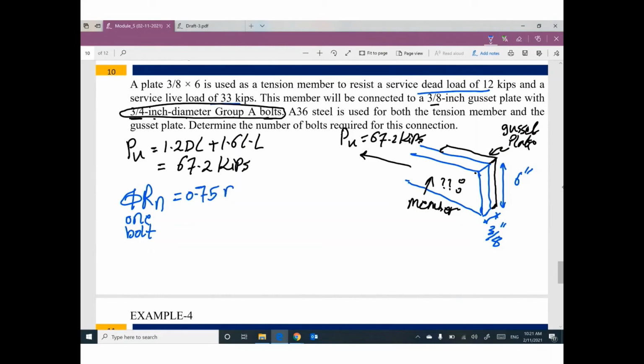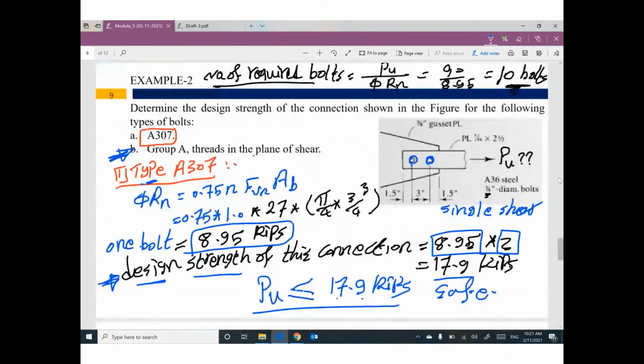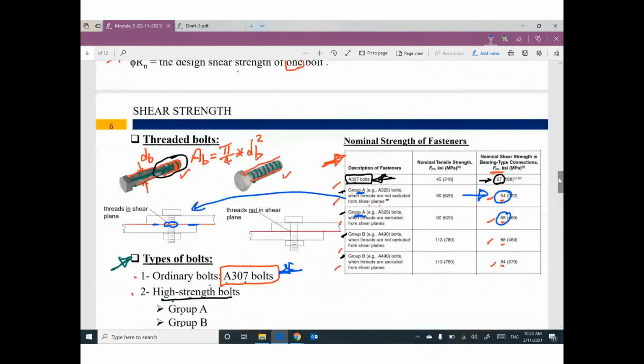0.75 times Fnv times the area of the bolt. 0.75. How many planes of shear? I think we have only single shear, so it will be one. Fnv. Unfortunately, we are only given Group A bolts. The problem did not say whether the threaded part is included or excluded in the shear plane, so you can assume what you want. But we have only one piece of information: this is a Group A bolt. So you can decide, and please tell me what you decided.